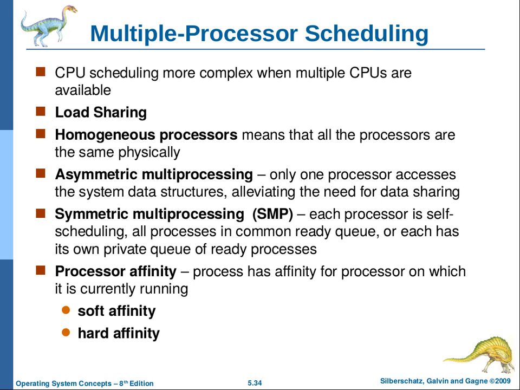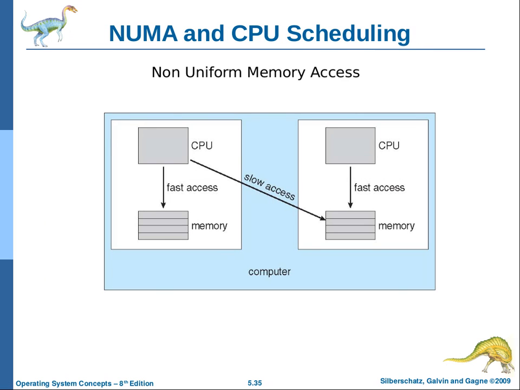You have two kinds called soft affinity and hard affinity. Soft affinity just means naturally the OS will have a tendency to always schedule your process on the same processor, but it's not guaranteed. It just normally does that. Hard affinity means you tell the operating system you will only schedule this process on the same processor at all times. So hard affinity means you're straight out restricting it. Soft just means in general it happens because it's not required or enforced.